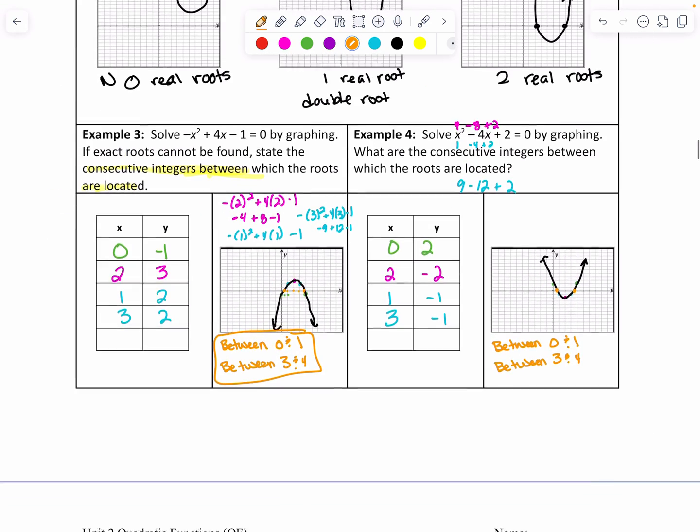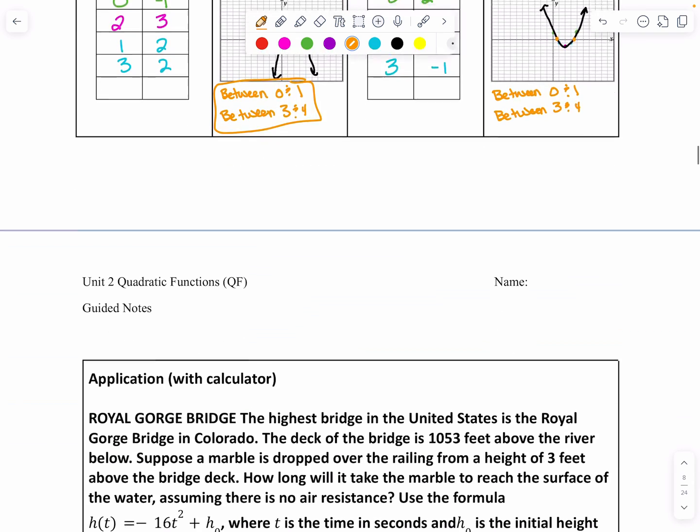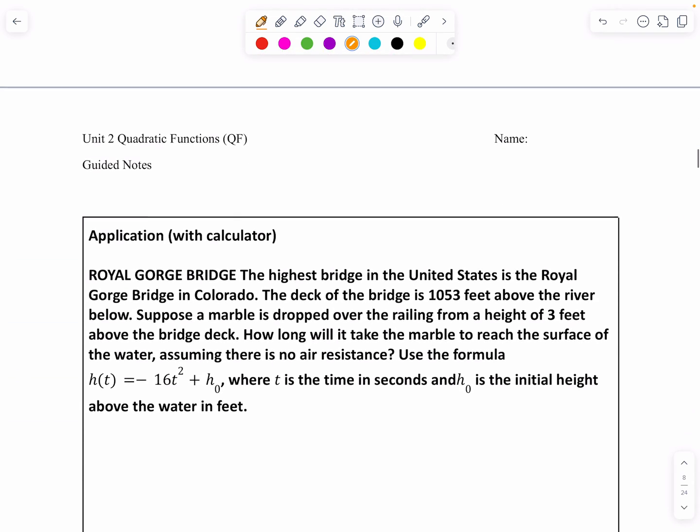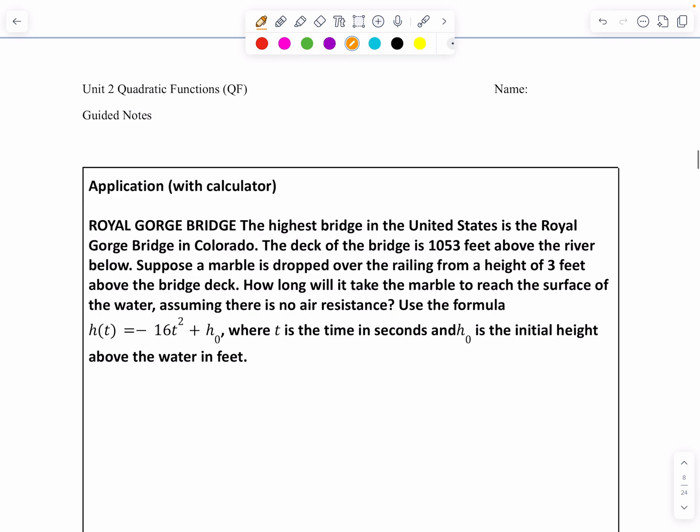So I don't have my calculator here, so I'm going to skip this one, and this is one we can do together in class, because I don't have a way to show you a graphing calculator on this. But on a word problem, you would just use your calculator anyways to kind of see.